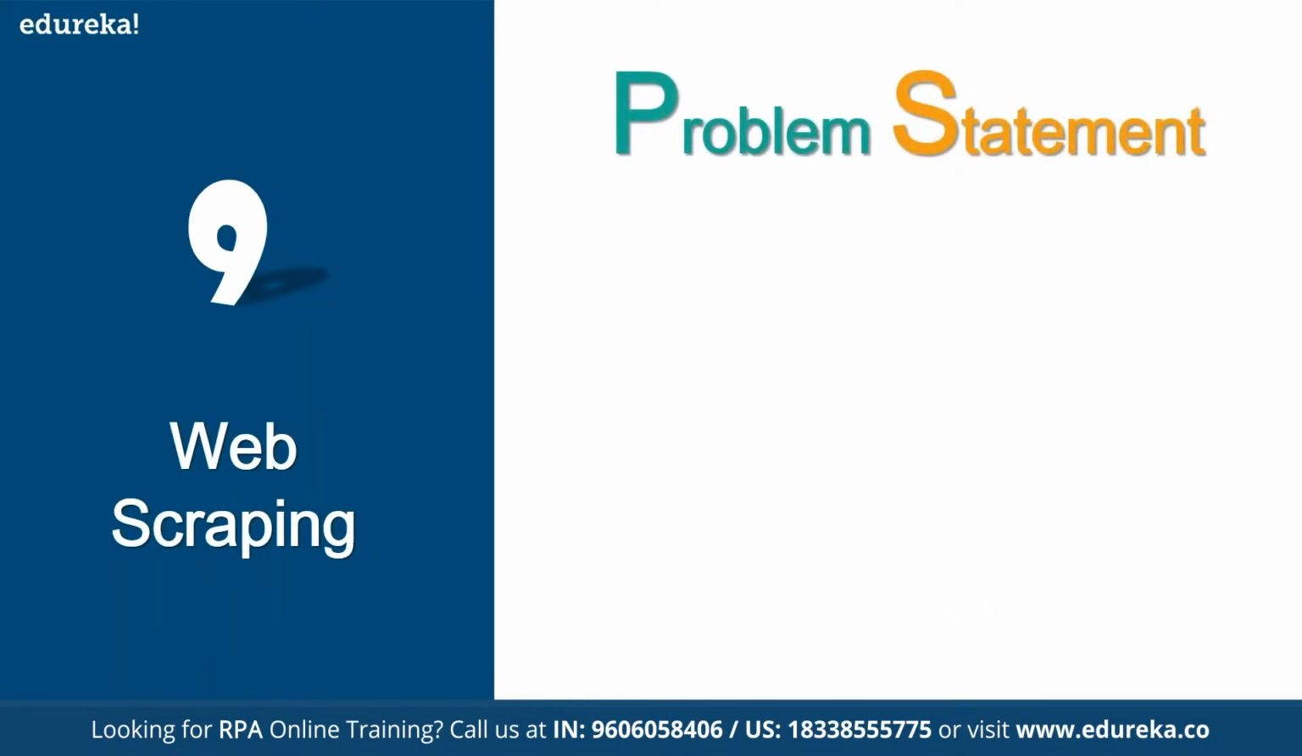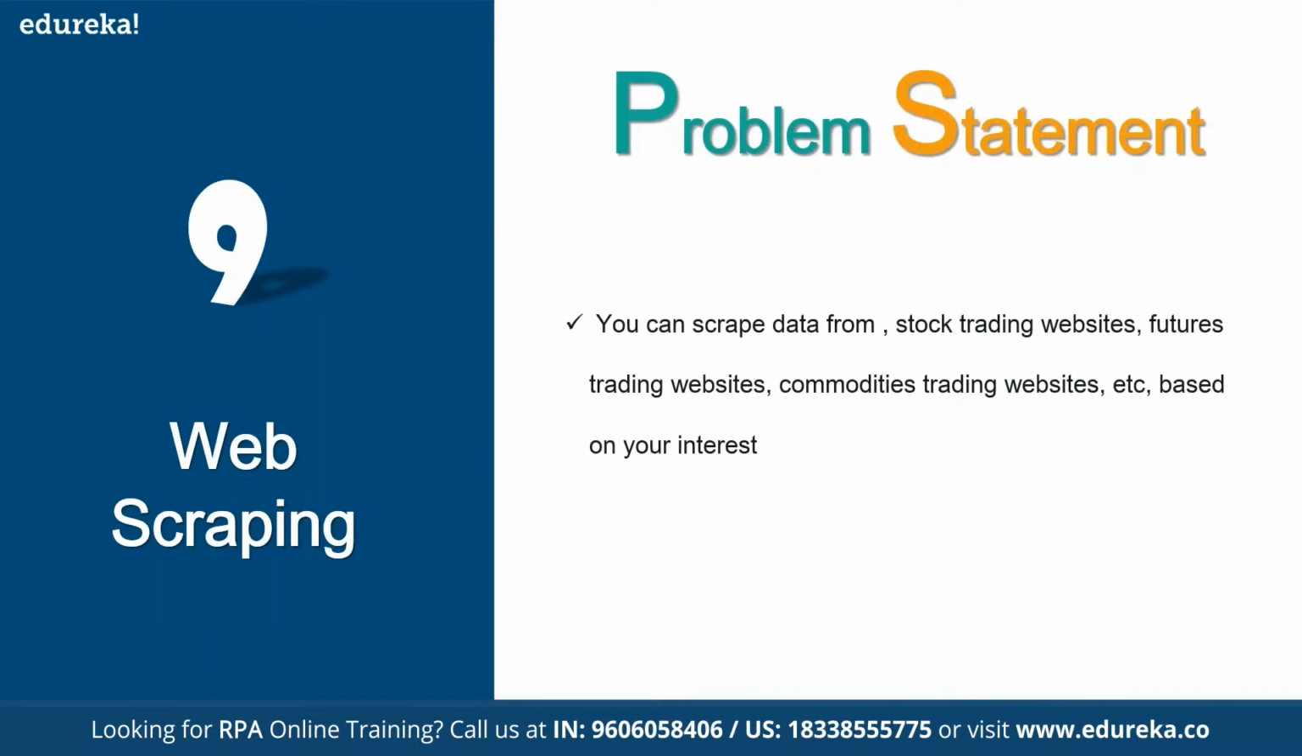So the problem statement here is that you scrape the data. Some examples are stock trading websites, commodities trading websites, or any e-commerce website like Amazon or Flipkart. I would like to extract the data from that particular portal. Suppose you have the Apple iPhone, and for all the Apple iPhones available on Flipkart you have to extract the data. Just an example. Don't ask me why I need to extract the Apple information from Flipkart. What is the use? I'm just quoting it as an example.